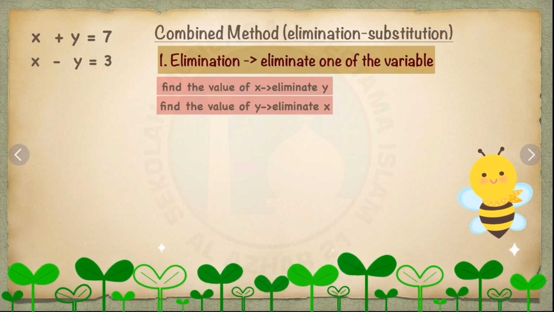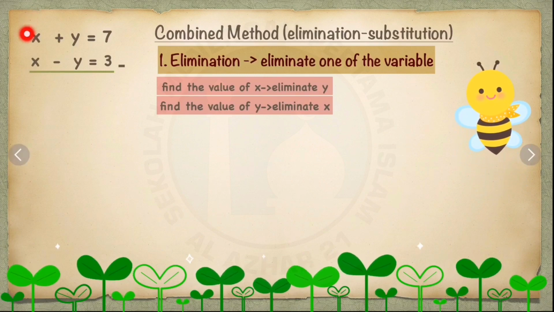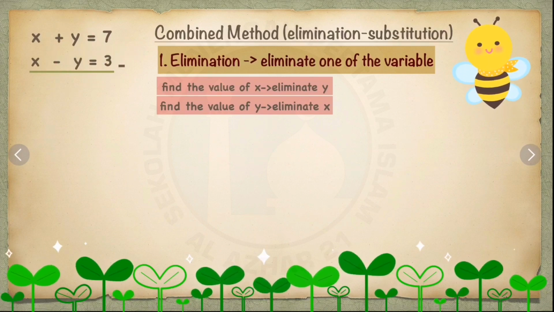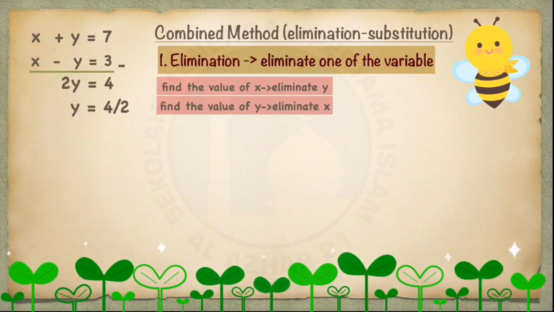And in this case, I will eliminate x. So I will use the subtraction method. Look at this. x minus x will be 0. And then y minus negative y equals 2y. And then 7 minus 3 equals 4. So you will get the value of y is 4 divided by 2, or the value of y equals 2.